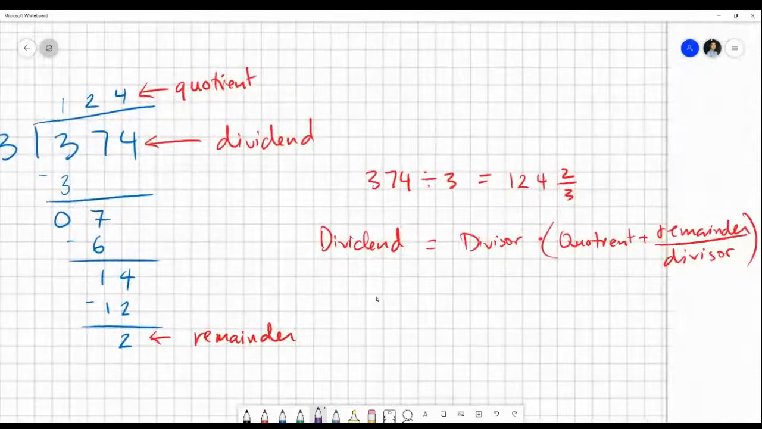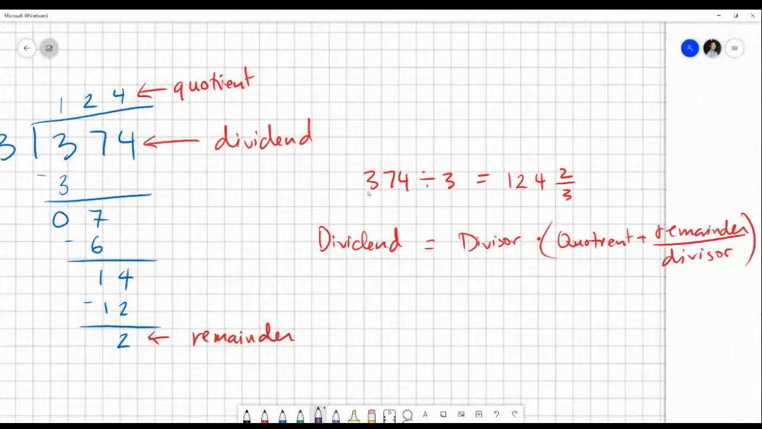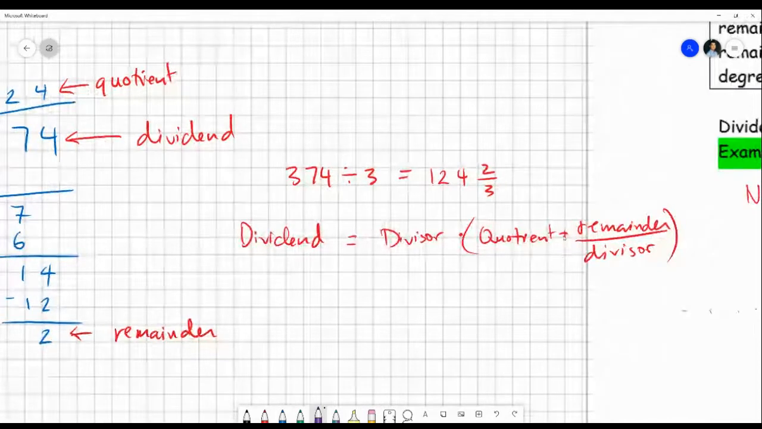So what do we have when we finish dividing? If I take 374 divided by 3, then I get 124 and 2/3. Well, if I take this 3 and multiply it to the other side, then I can say that the dividend is equal to the divisor multiplied by the quotient plus the remainder over the divisor. So make sure that you are aware of this right here, because we will use it later on.